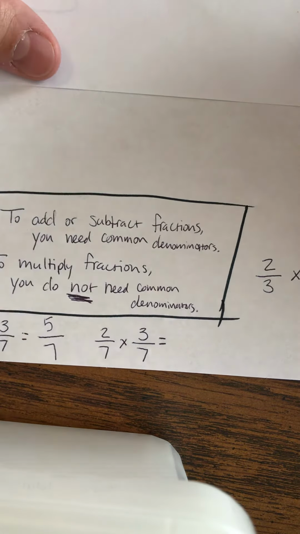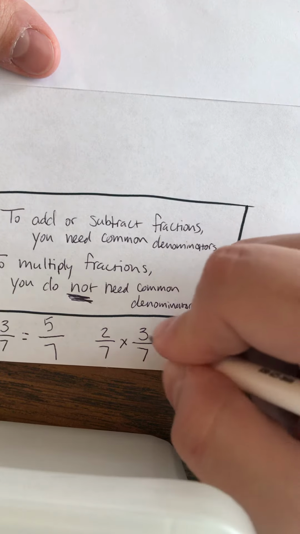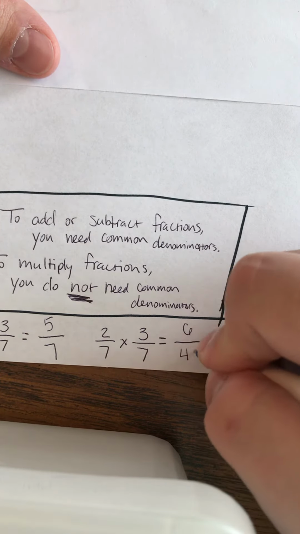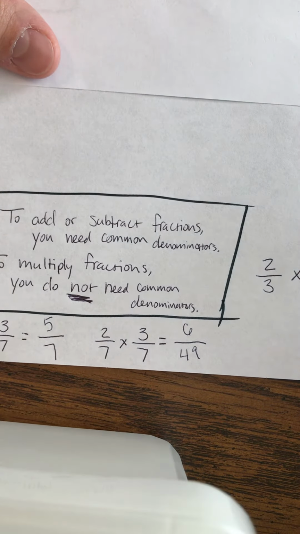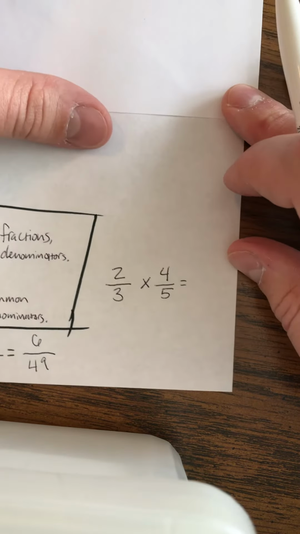And even though this example does have common denominators, the answer is 2 times 3 is 6, 7 times 7 is 49. Okay, so that is a pretty big difference between 5/7 and 6/49 for an answer. So make sure you're looking at the sign carefully.